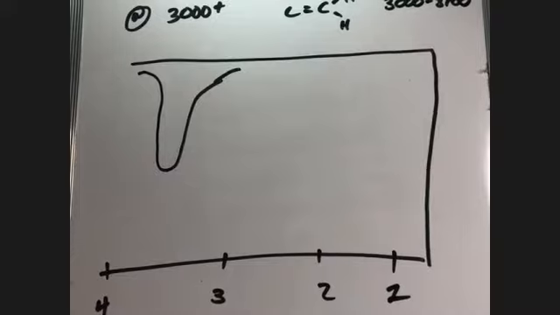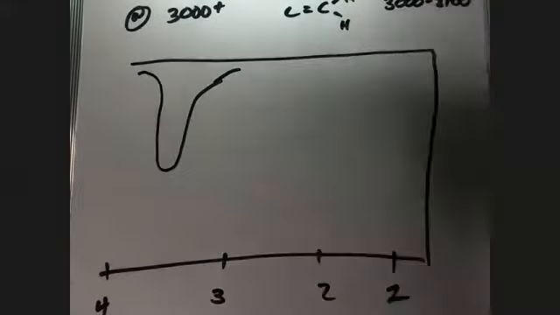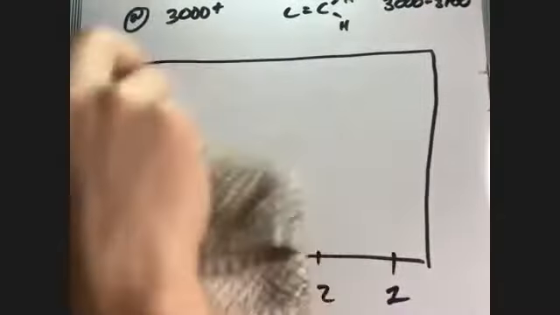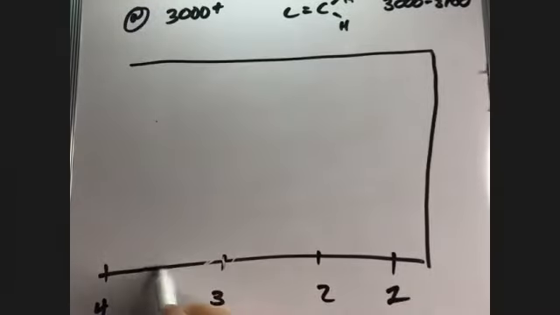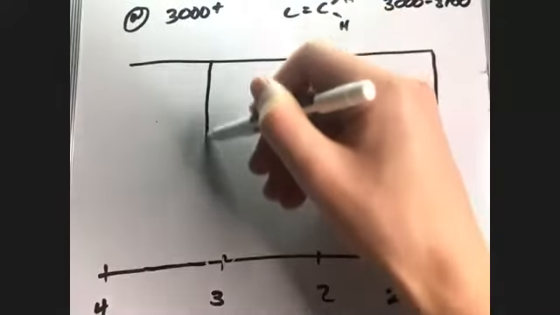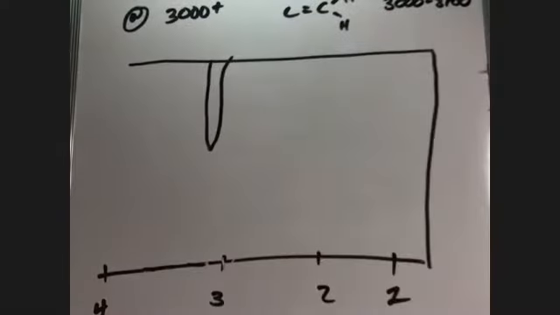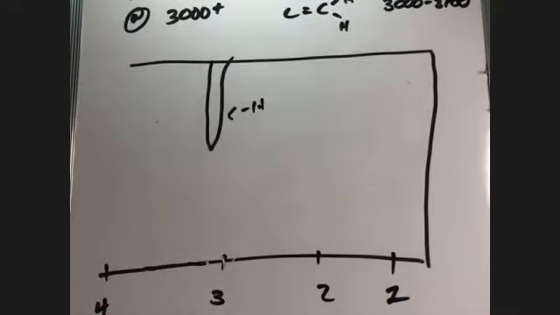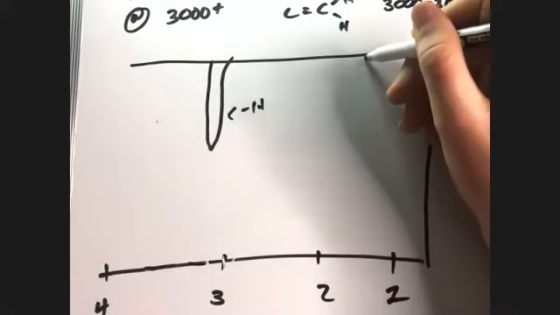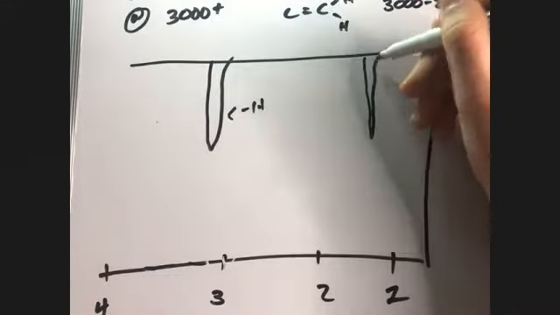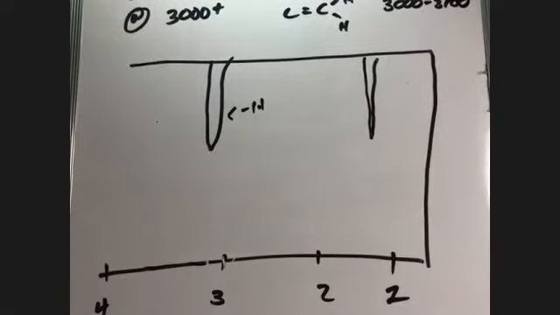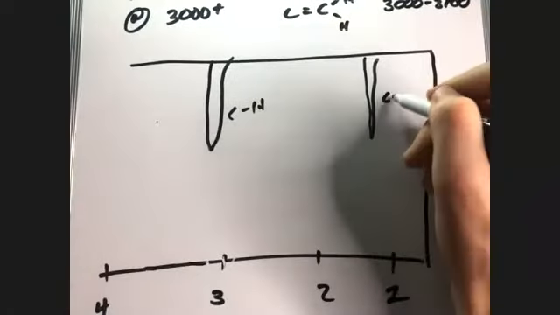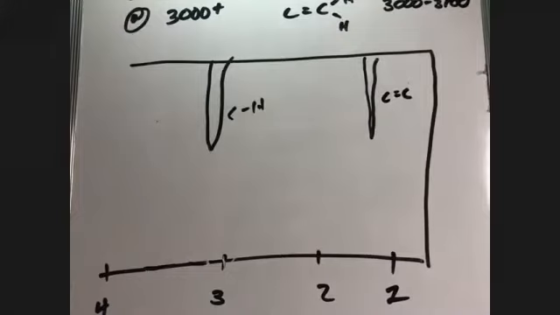If we were looking at the alkene, what we're going to see is a medium intensity peak here above 3000 for the CHs. And then we're also going to see the carbon-carbon stretching between 1000 and 2000 that is medium in intensity.